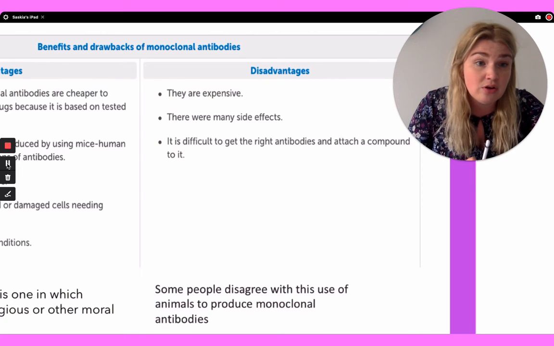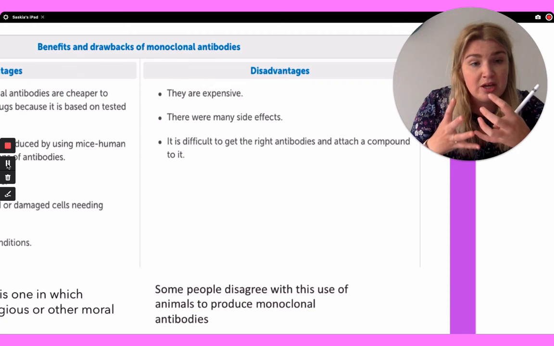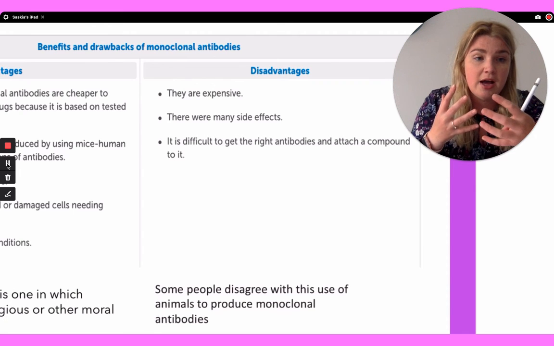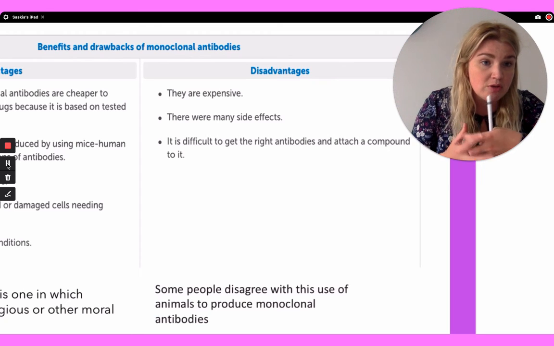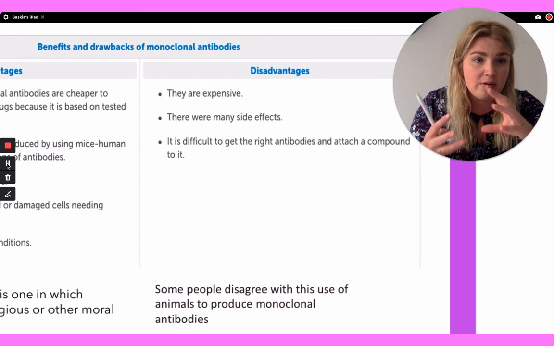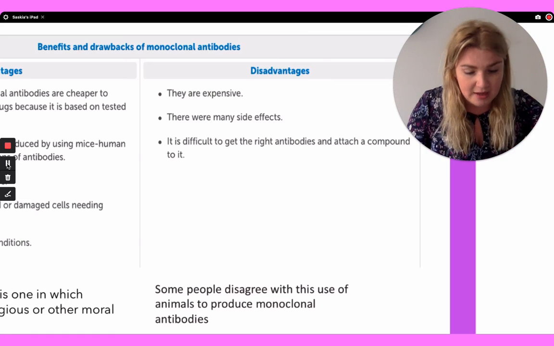It's sometimes difficult to find the right antibodies. Because we aren't mice and we have different kinds of cells, the mouse might produce a different antibody, or an antibody that can't be used within a human. So there is that little overlap there, that we might not be able to find the right antibody.